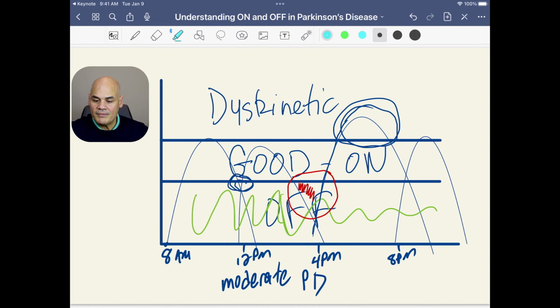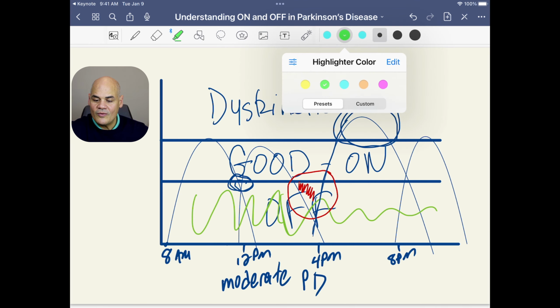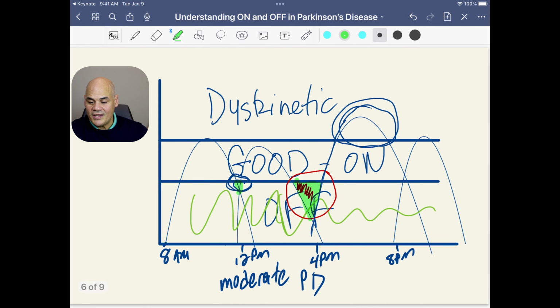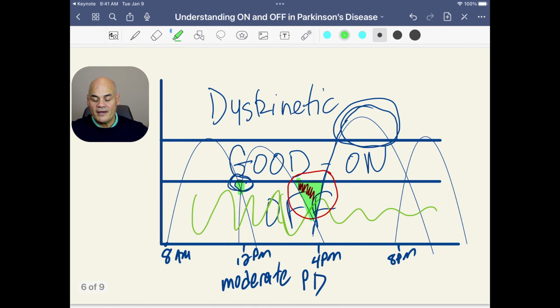So I'm going to mark it. Let me see. I'm going to mark it with the green. That means off state, right? So this time period here is my patient being in the off medication state. This time period here, there was nothing here. Actually, everything connected very well here. So in the afternoon, later in the day, we're actually doing good, right? But now this is what happens.